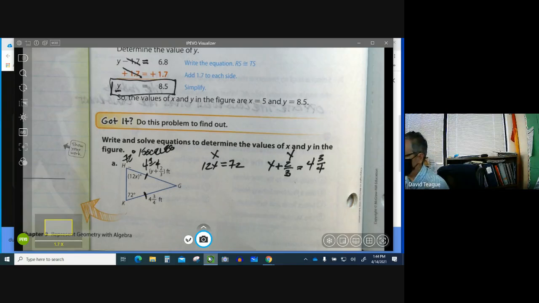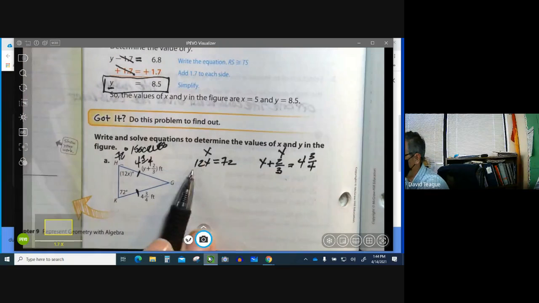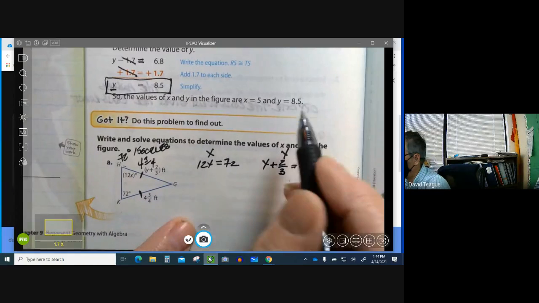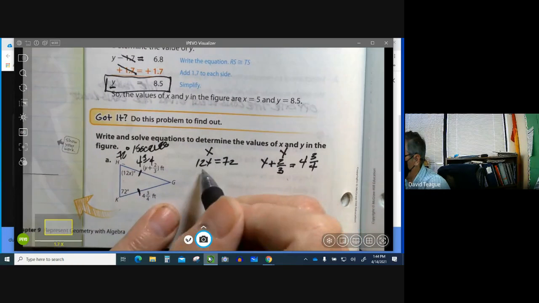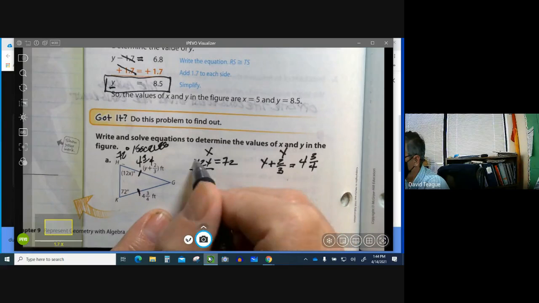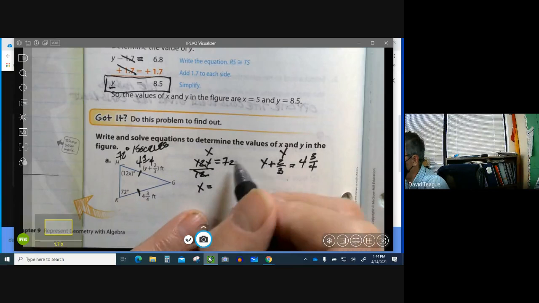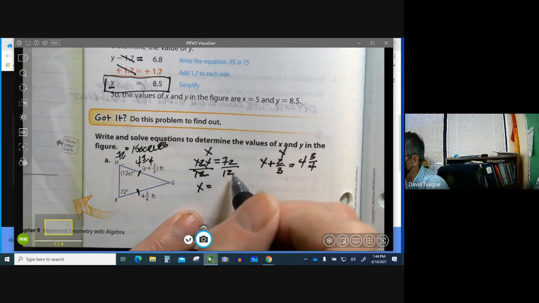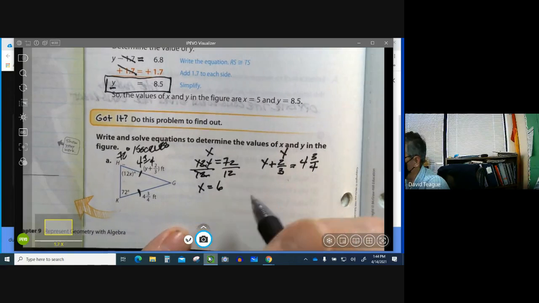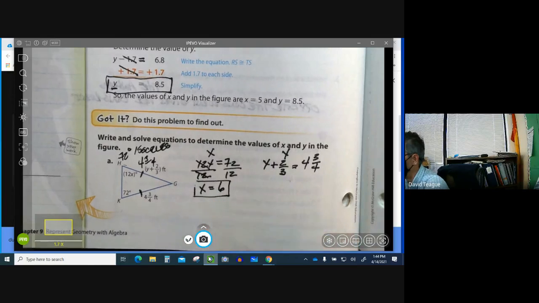Hey Google, stop. Okay, so let's look at the first one. We have 12x. We want to get x by itself. We have multiplication going on here. So we're going to do the opposite of multiplication. So we're going to divide this side by 12. These cancel out. That leaves x over here. Well, whatever I do to the left, I have to do to the right. So I'm going to divide this by 12. So 72 divided by 12 is 6. So I know the value of x is 6. Okay?